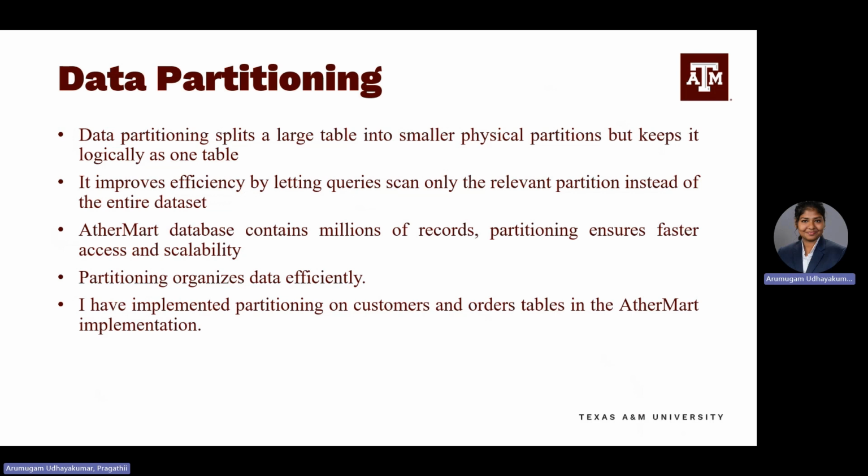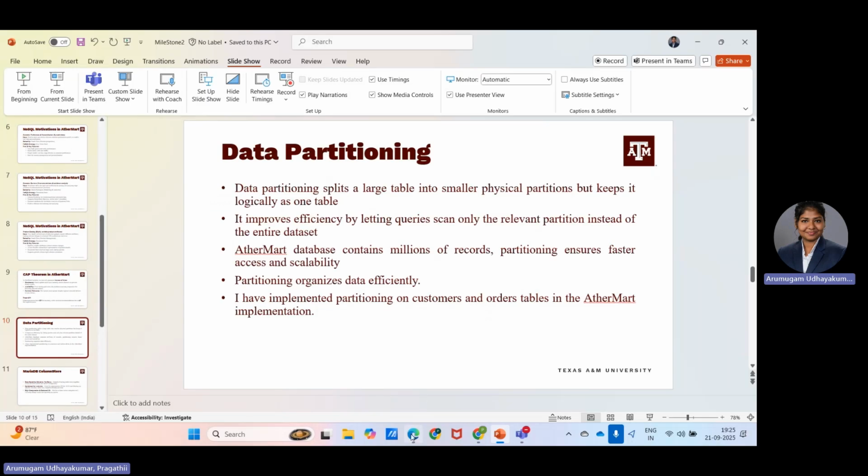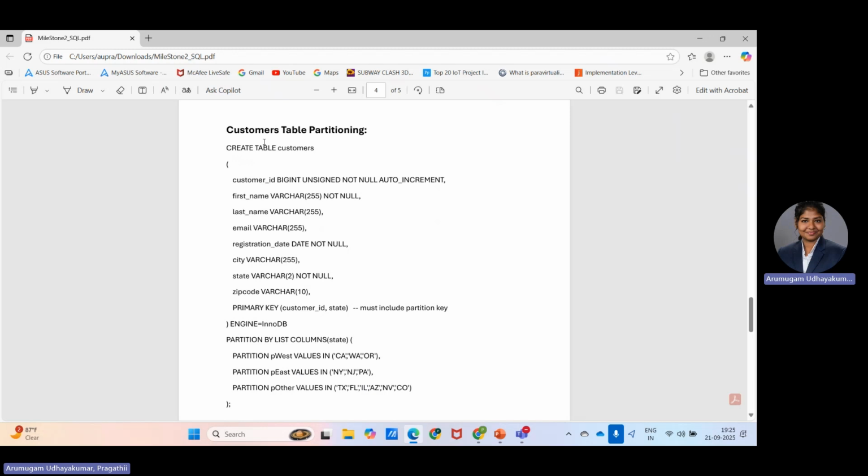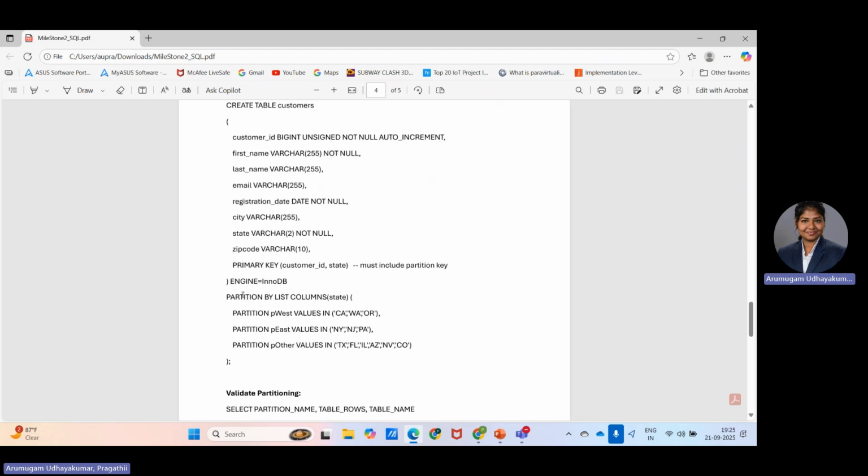And I have implemented partitioning in two tables, customers and orders. And to go through the code of it, I have implemented partitioning in the customers table based on the column state. So I am splitting the data set into regions, three partitions based on West region, East region, and all the other regions. And this region is based on the state column over here.